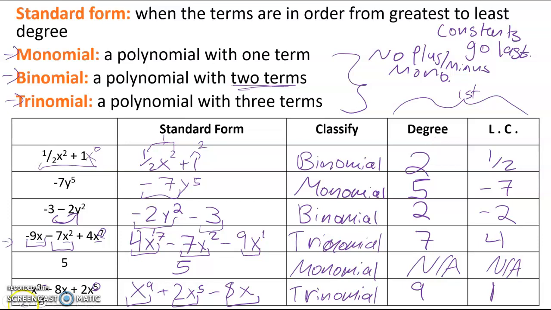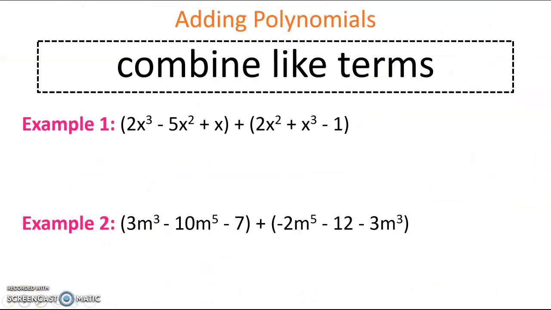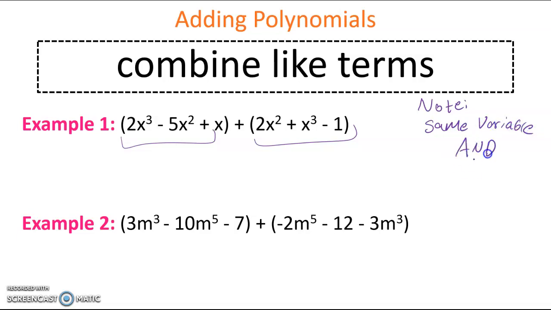Now let's actually start to do a little bit more here. Let's add some of these together. So, adding polynomials. When we're adding polynomials, say we have a polynomial here and a polynomial here, all we're doing is combining like terms. Now, combining like terms, I'll put a little note under here: like terms have to have the same variable and exponents. The exponent and the variable have to be the same in order for them to be like terms.